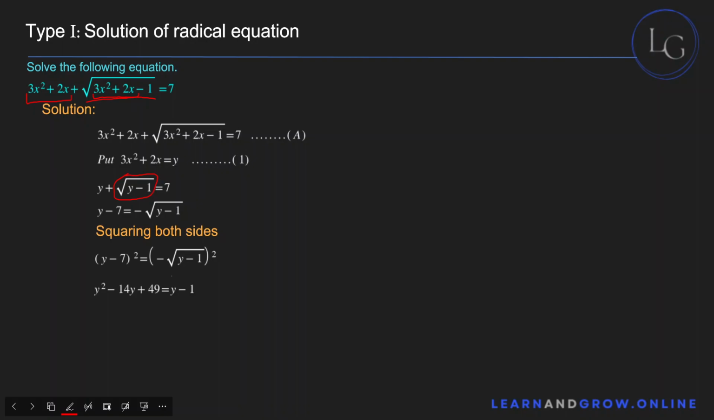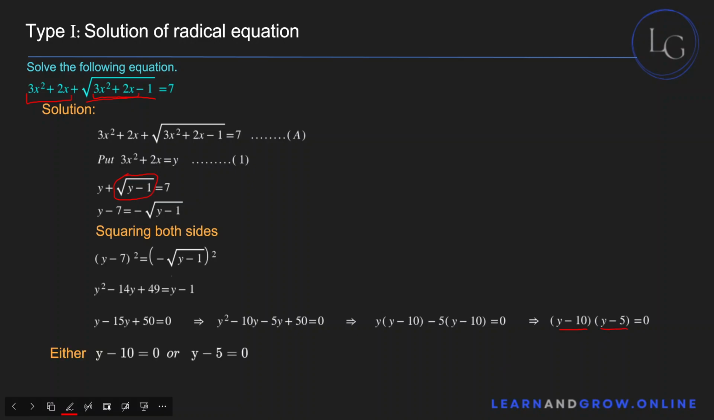Now, by not subtracting, basically, you'll just do minus 14 and minus y on this hand to get minus 15y, and plus 49 plus 1, which gives you plus 50. Now, this can be factorized to give you basically these two terms, y minus 10 and y minus 5. Now, either y minus 10 is equal to 0 or y minus 5 is equal to 0, and that basically gives you two values for y: y is equal to 10 and y is equal to 5.